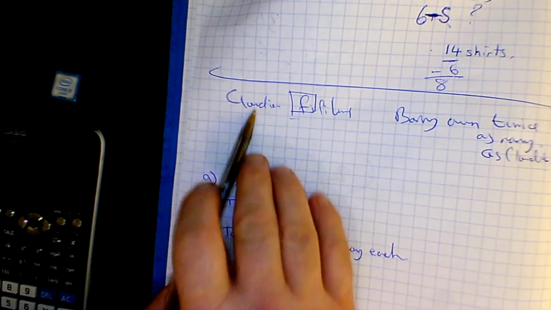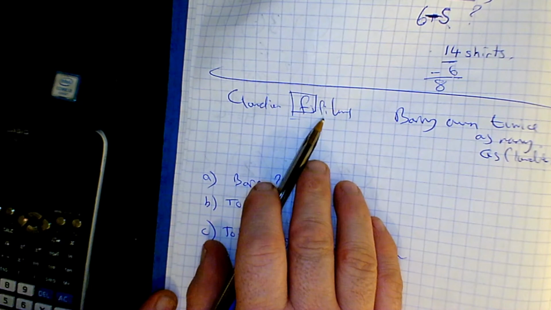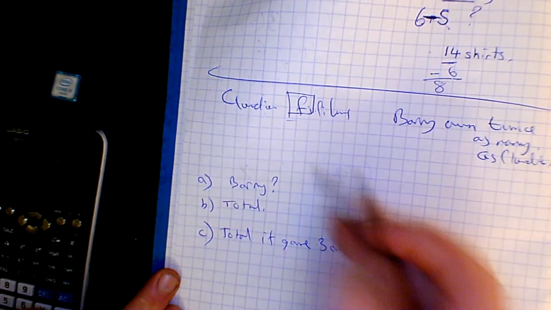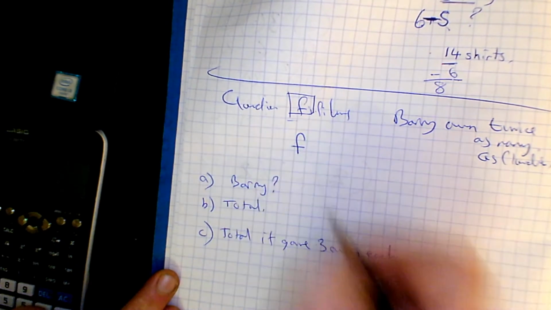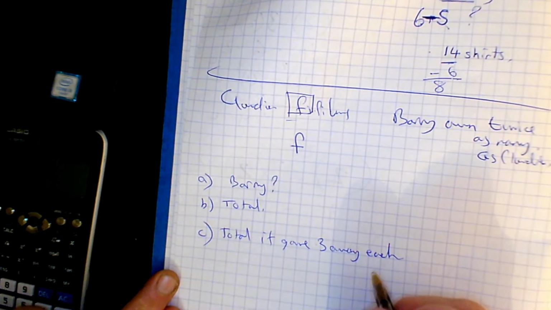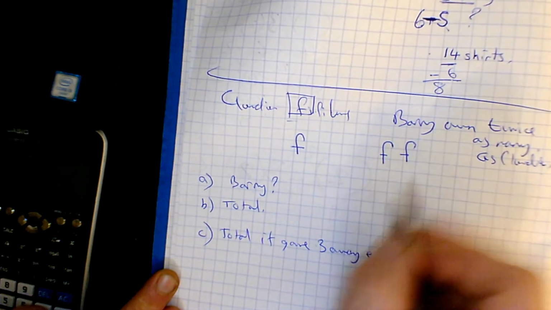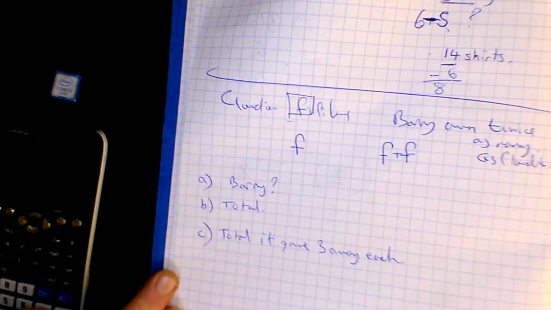So Claudia owns F films. Barry owns twice as many as Claudia. So here's my Claudia's is F. Barry has got 2 lots of F. Twice as many.